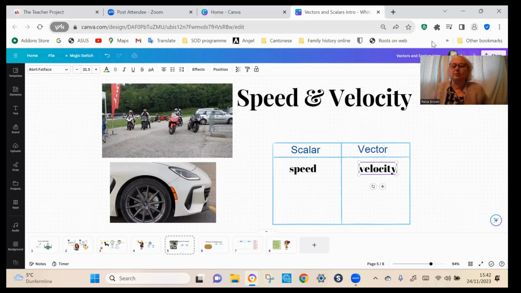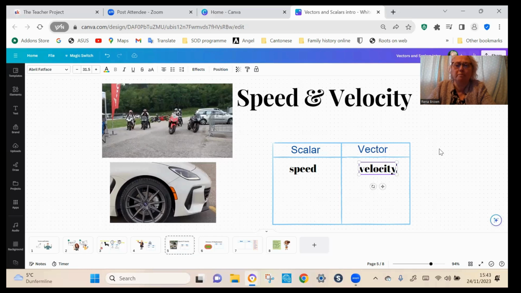What do you think a sensible size for velocity would be on the M90? What's the speed limit? Do you know? 70 miles an hour. That's right. But have I said velocity or have I told you the speed? Did I just say 70 miles an hour? That's the speed. Now, if I say 70 miles an hour north, that's the velocity.